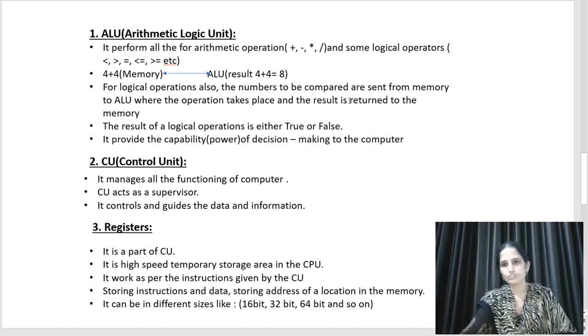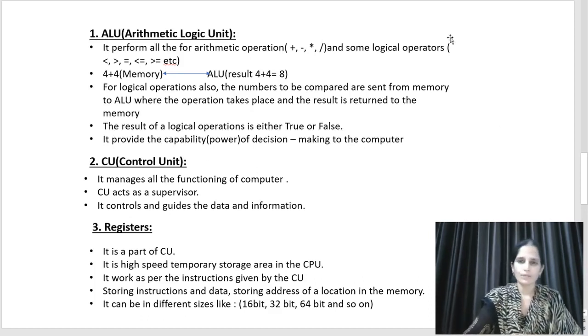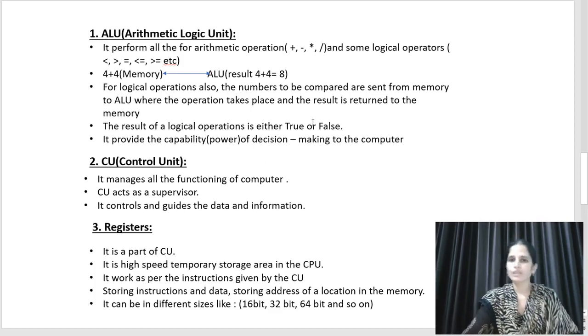So what is the result and what is the output of the logical operator? Logical operator always gives the result as true or false. It provides the capability, you can say it provides the power of decision making to the computer. So these are the main operations performed by the ALU.